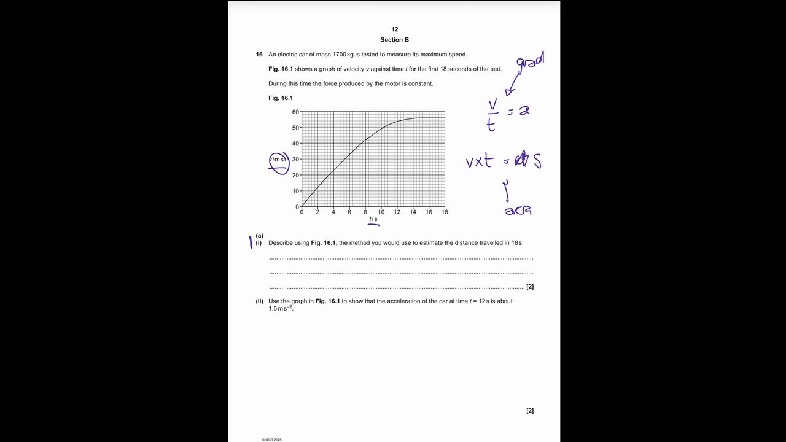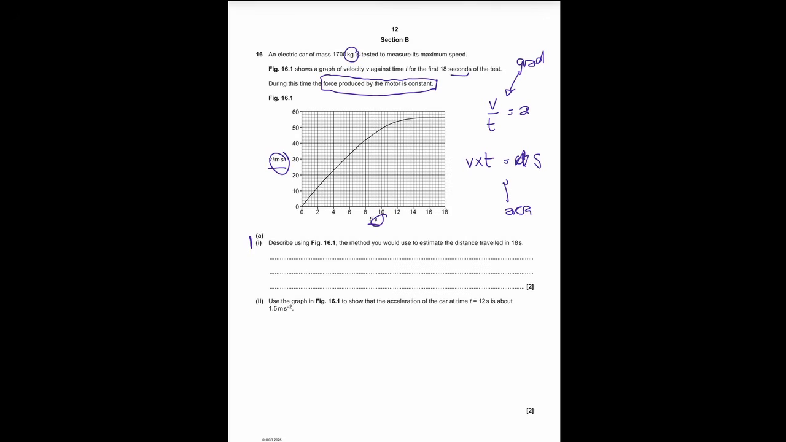So firstly, units are fine, so I don't need to worry about that. Those units are fine, and those units are fine. And then it says, during this time, the force produced by the motor is constant. Now, I'm already a bit suspicious about this, because I'm going, why are they telling me that the force by the motor is constant? It's probably going to come up somewhere at some point, and it might even come up over the page or whatever, but I know that this is going to be the case.